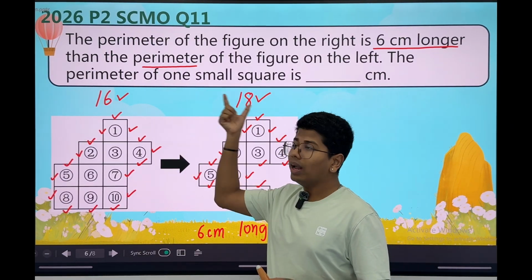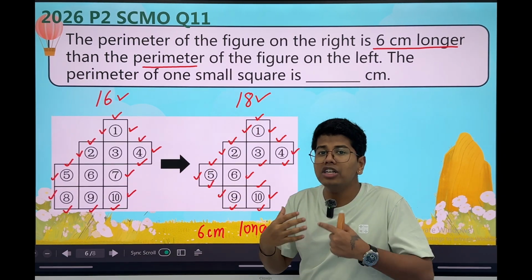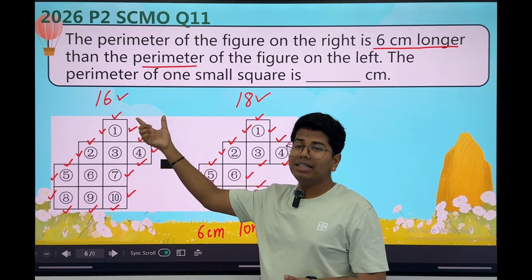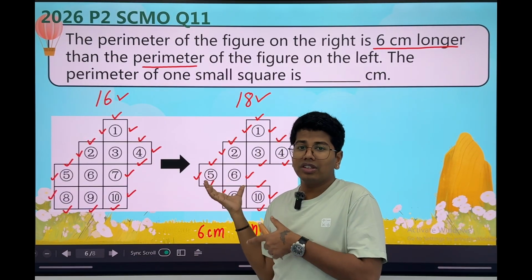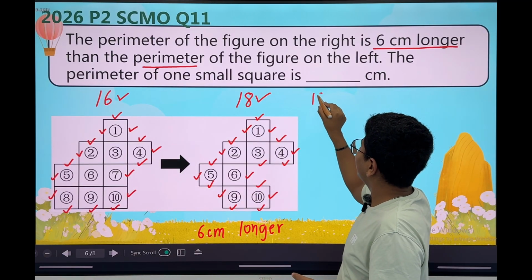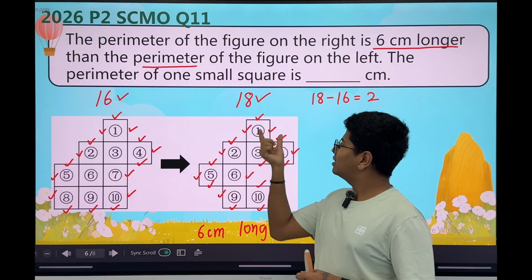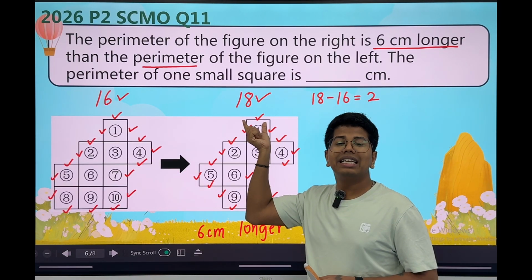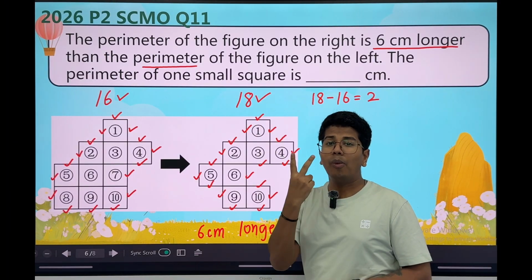Oh, which one is more? Oh, the figure on the right is more, but how much more? Oh, we can see this is 16 tick marks, this is 18 tick marks. Here the figure on the right is 2 tick marks more. How can we get that? By 18 minus 16, which is 2. Now, what do these tick marks represent? It represents the side. This means it's just 2 sides more here.